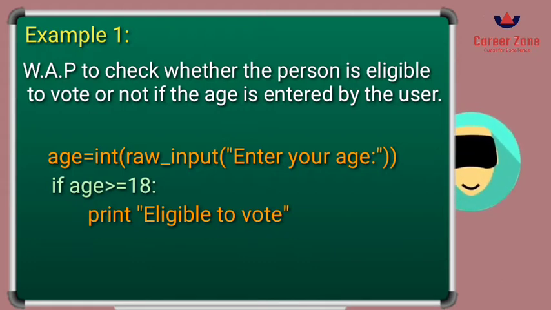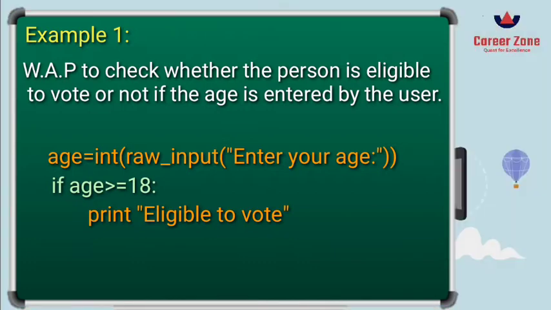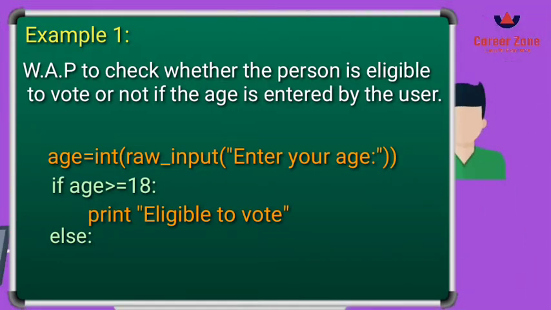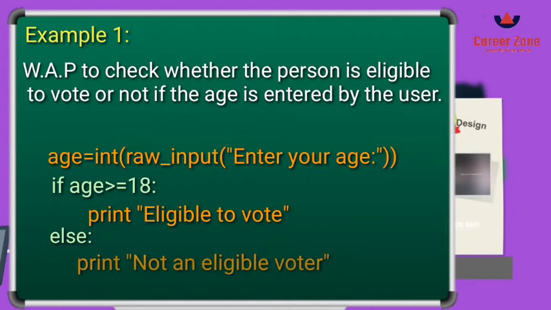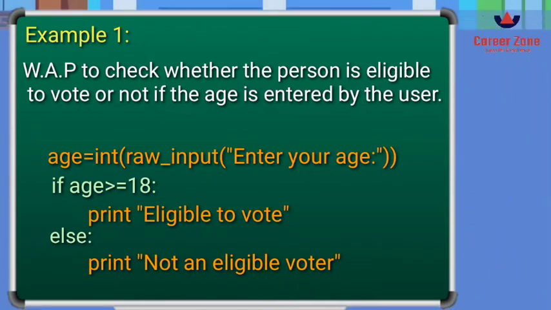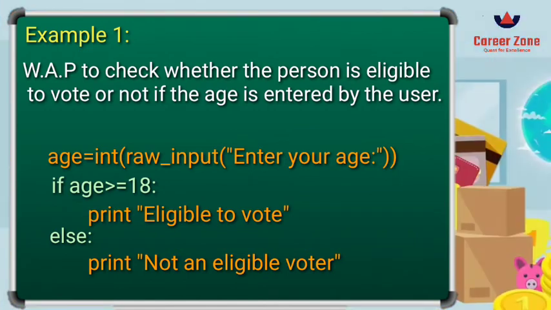And if the person is not an eligible voter, then the second part, the else part, will be executed. It means if the age is less than 18, then the else part will be executed and the statement will be shown to the user that the person is not an eligible voter. Now write the program in the Python shell, try to execute it and see how the output comes.